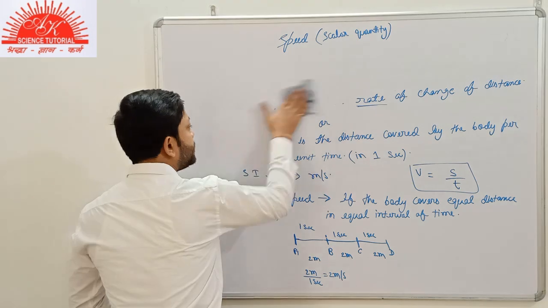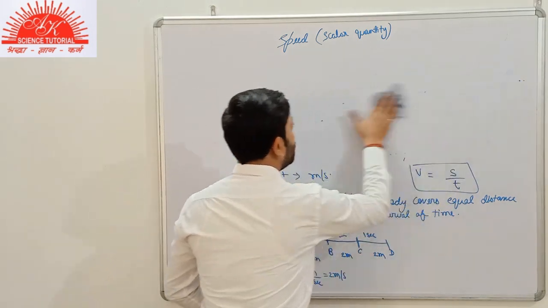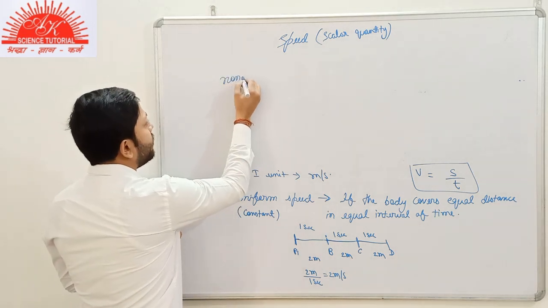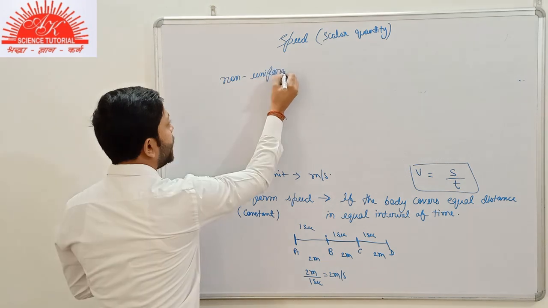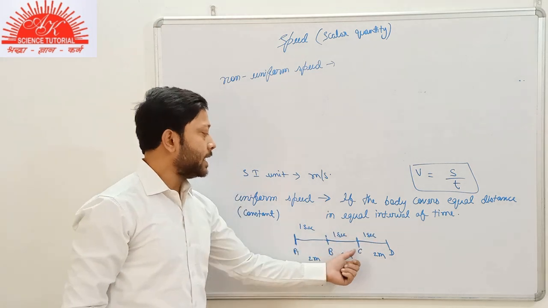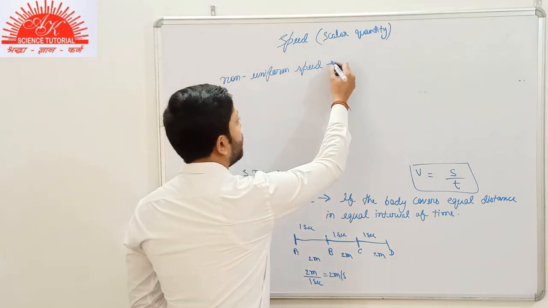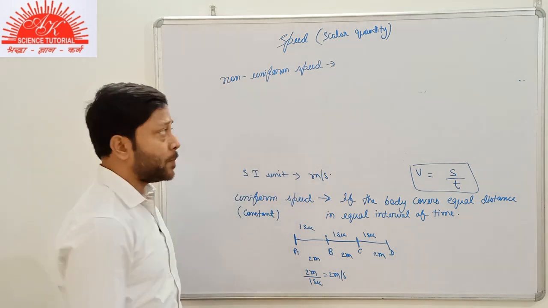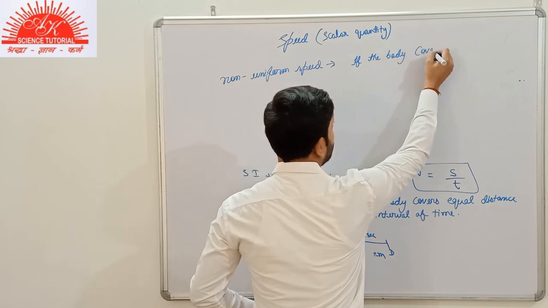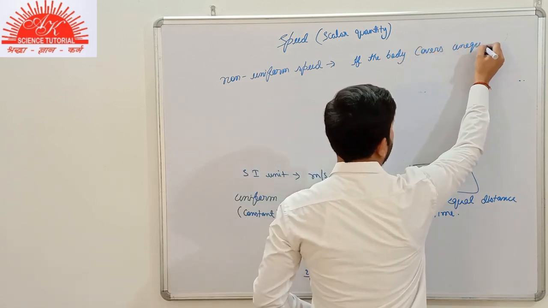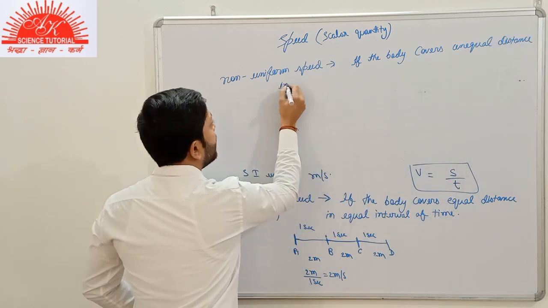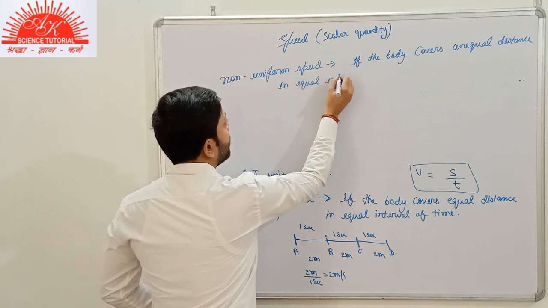I'll rub this part. What is non-uniform speed? You can define it on your own. Uniform speed, you got to know about it. It means the body covers equal distance in equal interval of time. Now, what about this term, non-uniform speed? If the body covers unequal distance in equal interval of time.